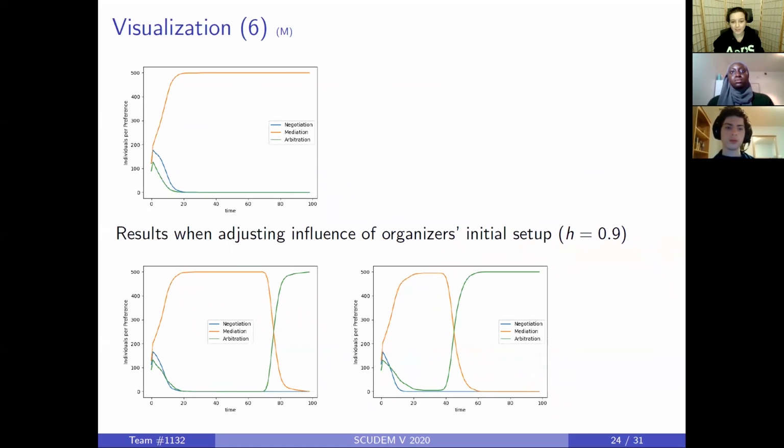Here we wanted to see what happened when we adjusted the influence of the organizer's initial setup, where we said the organizers preferred arbitration to be the system. On the graph above, you can see that the camp tended towards mediation. But then when we played with making the initial setup have more of an influence, we can see that there's a delayed onset in the two bottom graphs where arbitration does become the preferred method, but only after some amount of time.